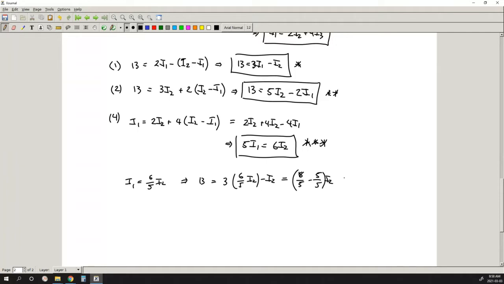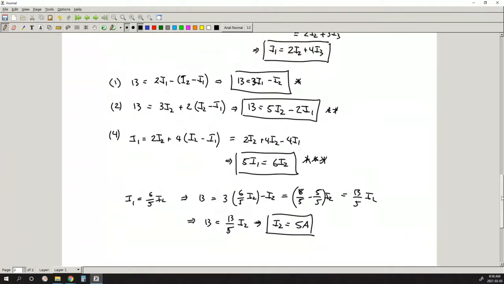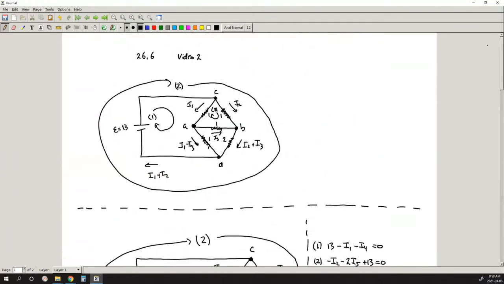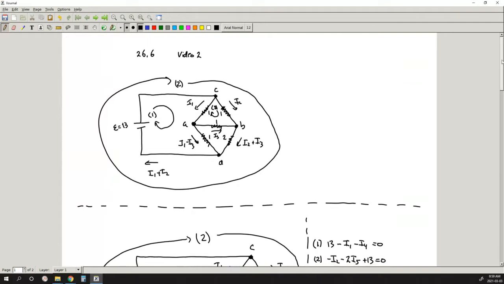And so we end up with 13/5 I2 is equal to 13. So if we clean that up, we'll have 13 is equal to 13/5 I2, which means that I2 is equal to 5 amps. Okay, and is this what we found before? Is this the same current that we found when we did the example over here, that it was 5 amps? It is. If you look back in the notes, we did find 5 amps there.